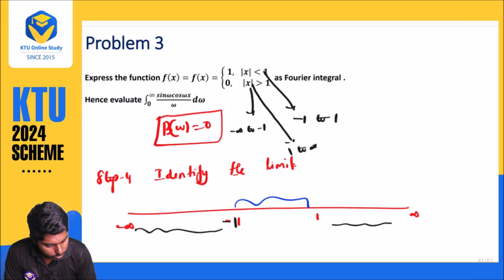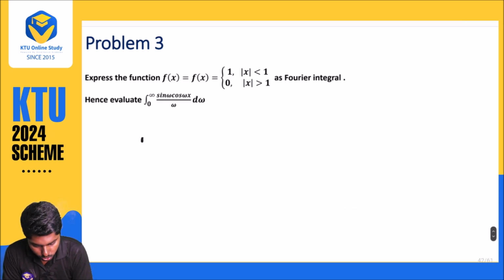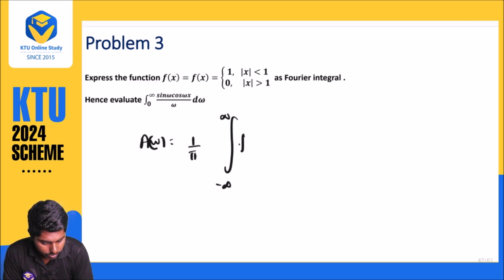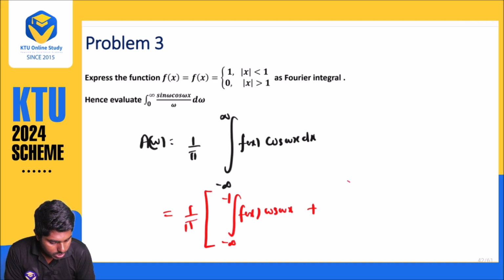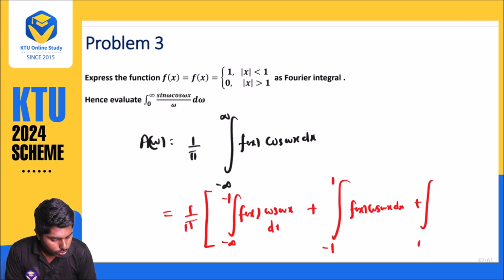So we can draw the diagram: from minus infinity to minus 1, minus 1 to 1, and 1 to infinity. So a omega is equal to 1 by pi, integral from minus infinity to infinity of f of x cos omega x dx, which can be written with 1 by pi outside as the integral from minus infinity to minus 1 of f of x cos omega x dx, plus the integral from minus 1 to 1 of f of x cos omega x dx, plus the integral from 1 to infinity of f of x cos omega x dx.